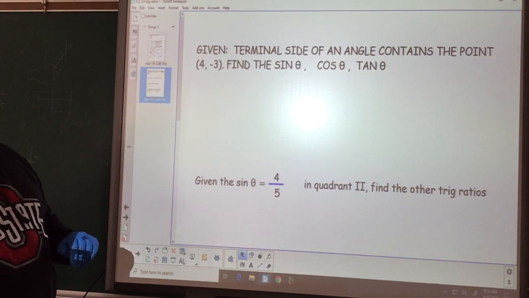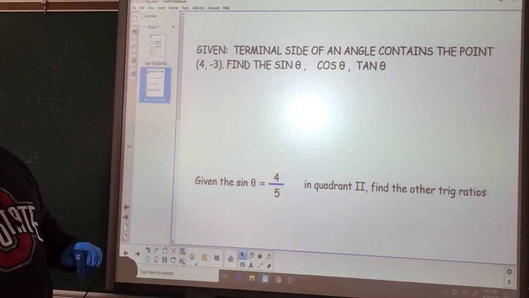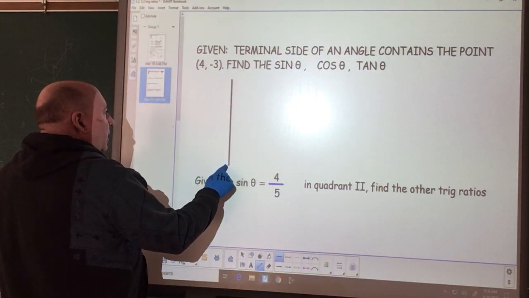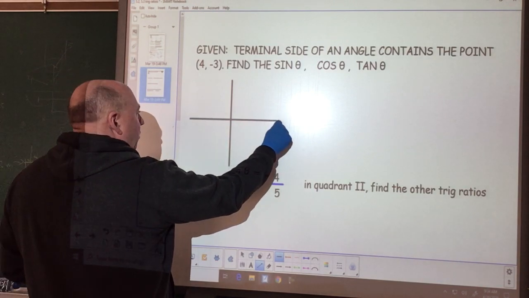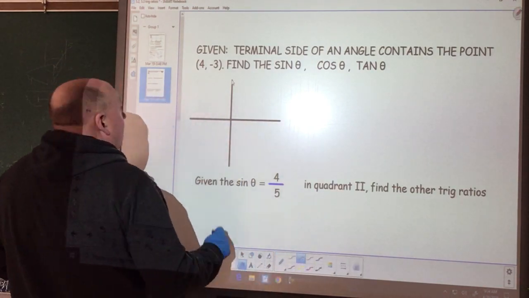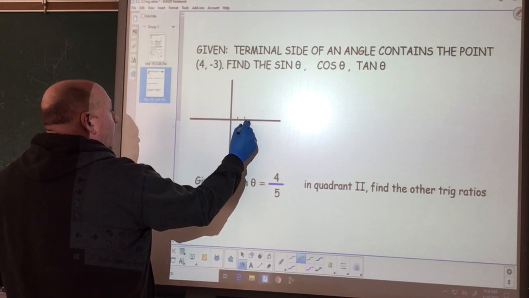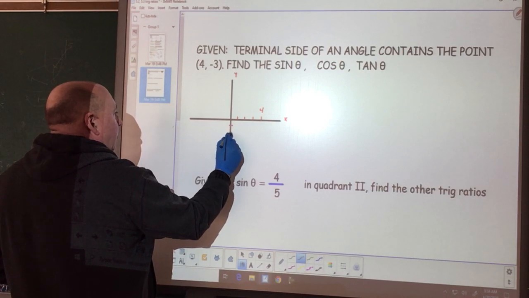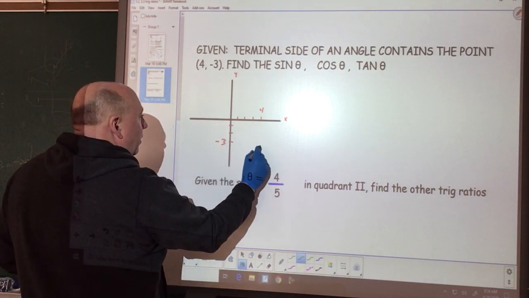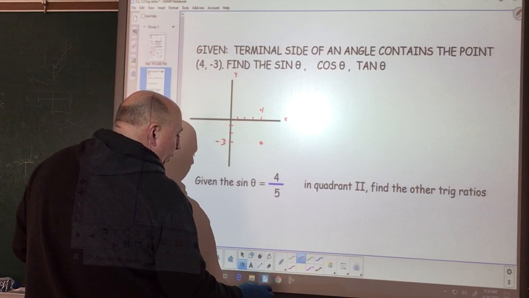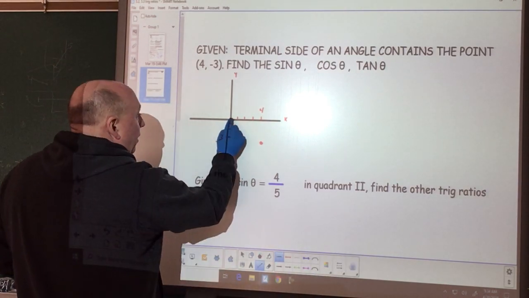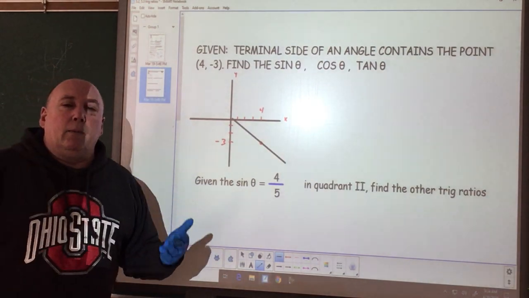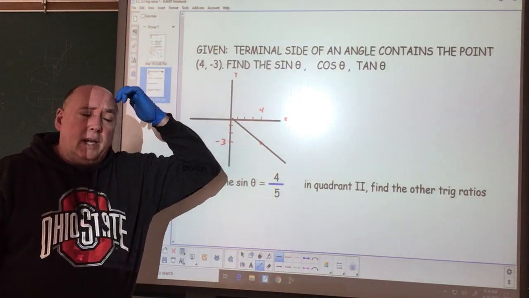Terminal side of an angle contains the ordered pair 4, -3. So we have a terminal side of an angle that goes through this point. What we want to be able to do is find the sine, cosine, and tangent of this angle.